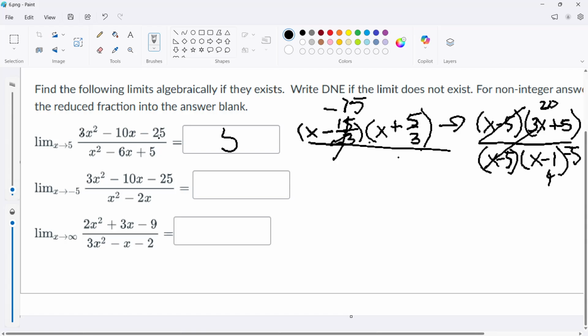So see, some factoring made it work. If you ever find 0 in the denominator or 0 over 0, try to do some factoring and see if you can make that work. In this case, I think the top would have also been 0, so it would have been 0 over 0.